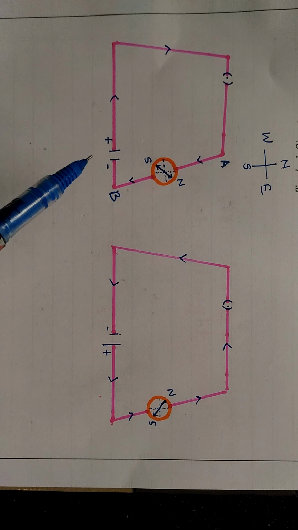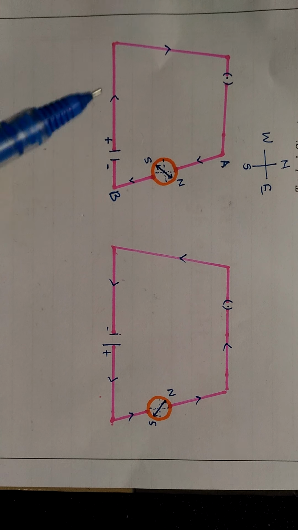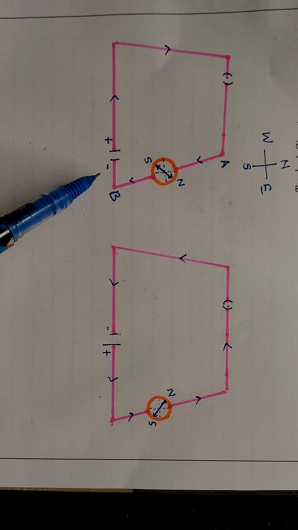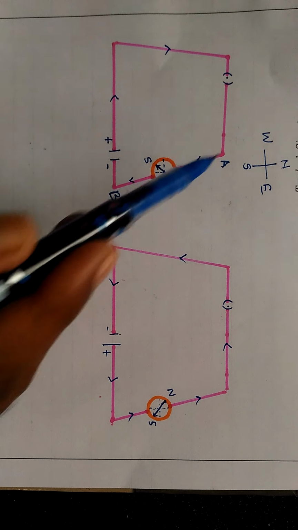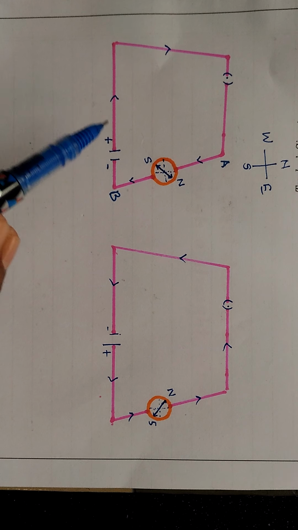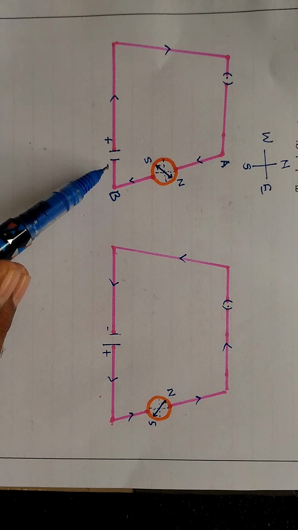We have here a simple circuit diagram where the battery is connected. We have positive and negative end. As we have discussed, current always flows from positive end to negative end of the battery. Means current will flow from here and meet here.